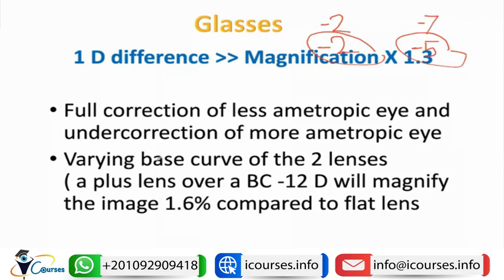The other option is changing the base curve of the two lenses, and this is usually the job of the optician. They use a plus lens over a base curve of -12 diopters that will magnify the image by 1.6% compared to the flat lens. So by changing the optical properties of the lenses used in glasses, this can also be a solution to correct the anisometropia and the resultant aniseikonia.